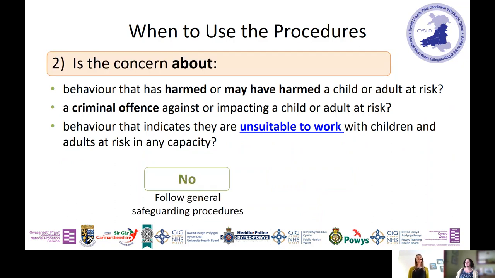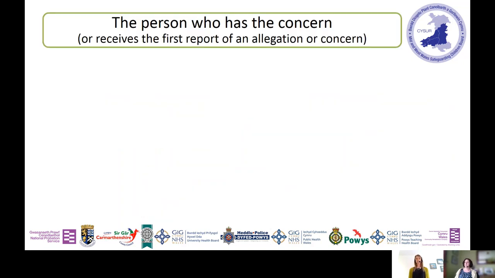Is the concern a behaviour that has harmed or may harm a child or adult at risk? Is it a criminal offence against or impacting a child or adult at risk? Are there behaviours that may indicate that they are unsuitable to work with children or adults at risk? Again, if the answers to those questions are no, you're just going to be looking at the children section. If yes, you're going to be using both sets of the procedures.